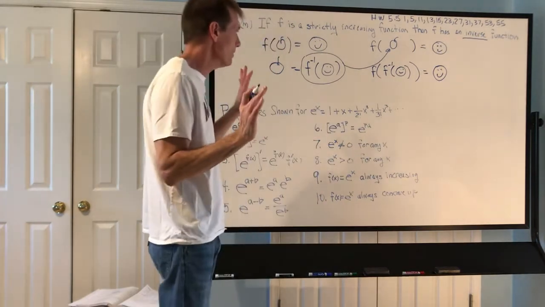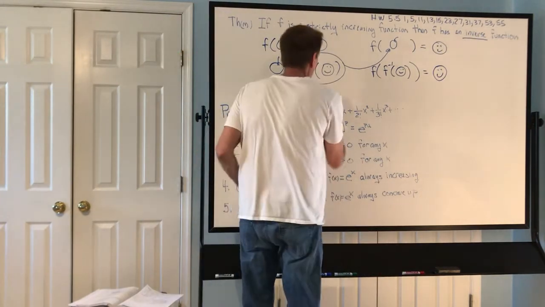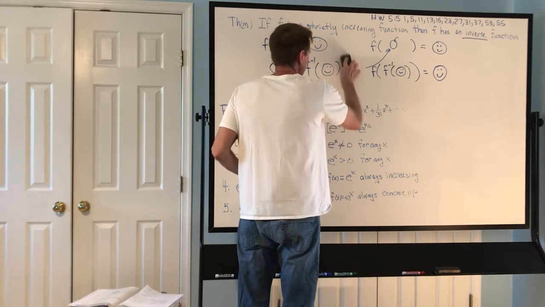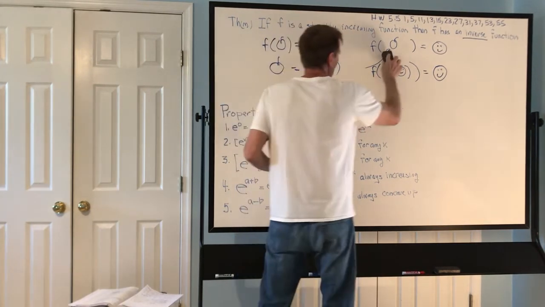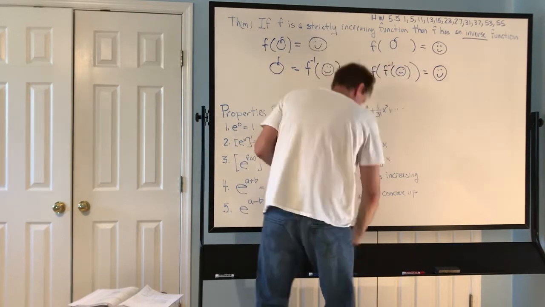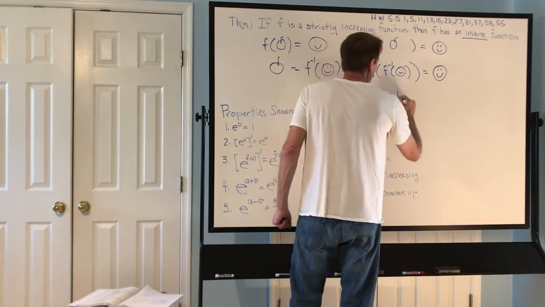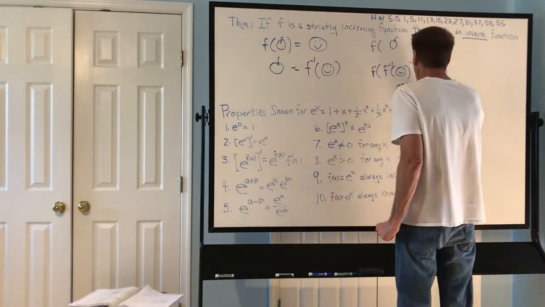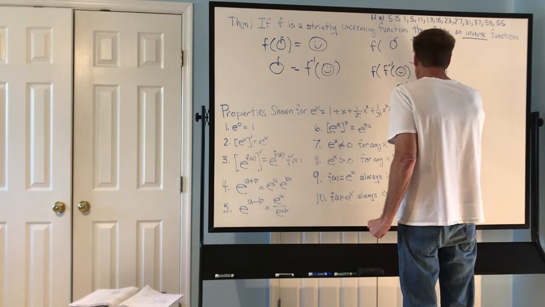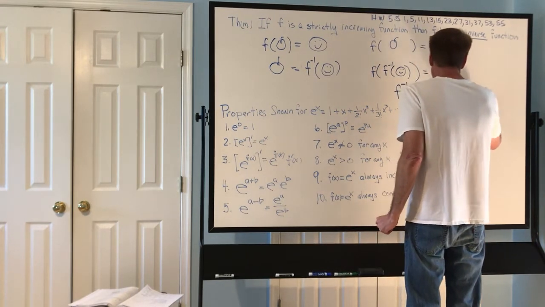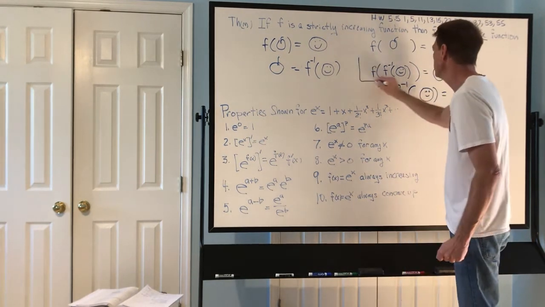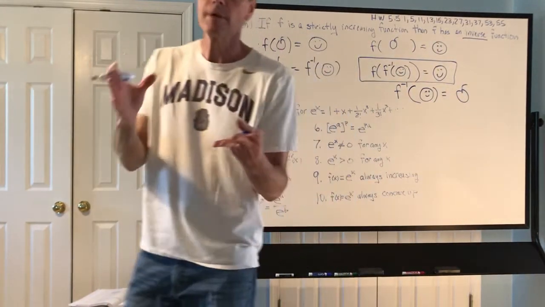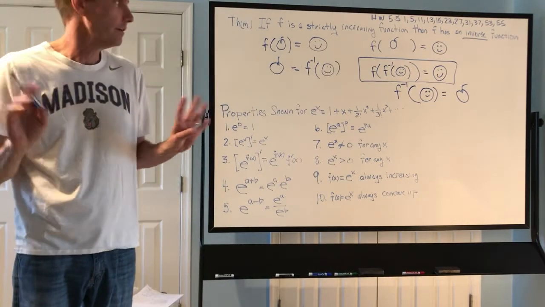The other one's just as simple to get at. If I erase this, and then I look here, I know that f inverse of smiley face is apple. So this is my first relationship. Okay, we should probably put it in a box. I'm going to put x's where the smiley face is. Don't worry about the variables here.